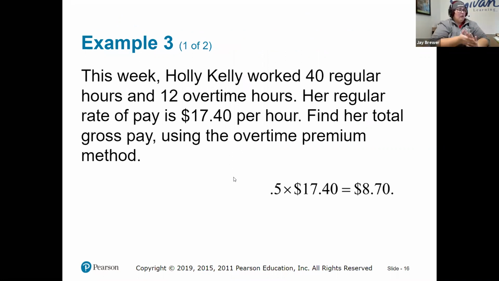Okay. So this week, Holly Kelly worked 40 hours and 12 hours overtime. Her regular rate of pay is $17.40. Find her total gross pay using the overtime premium method. So here they already helped us out with that. They took 0.5 times $17.40.